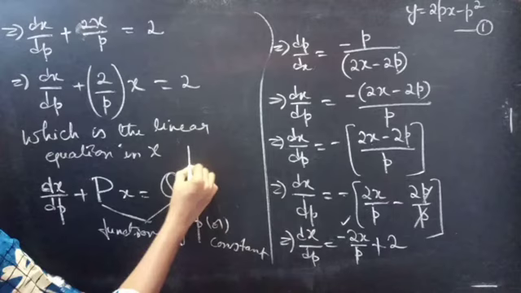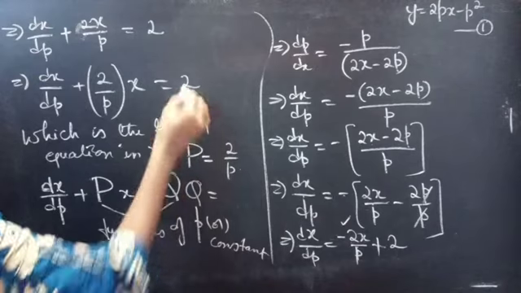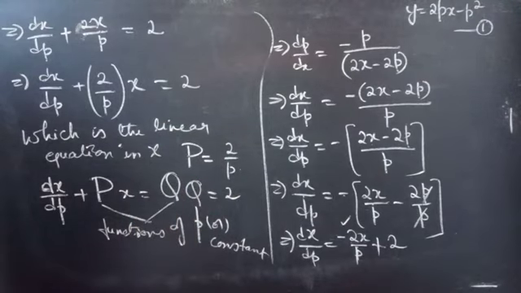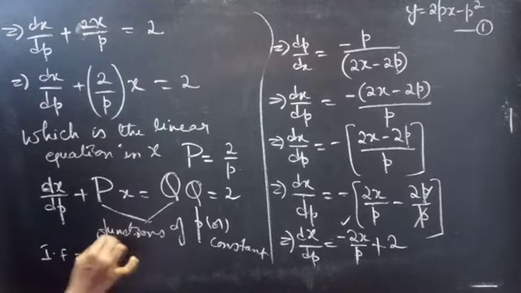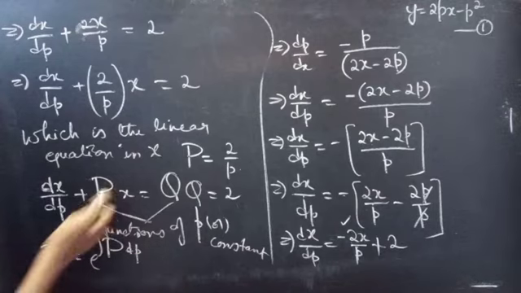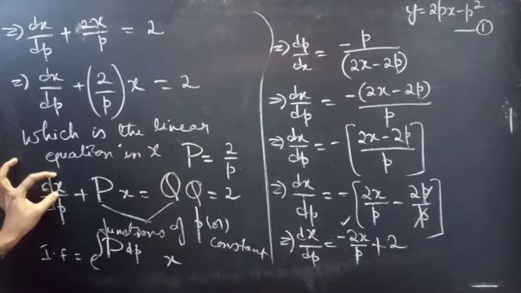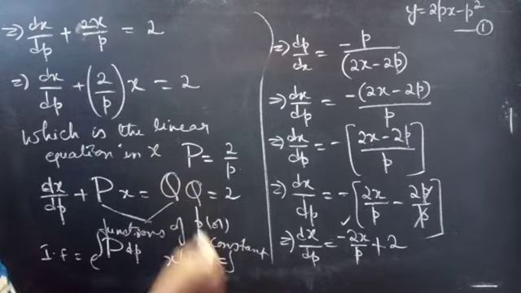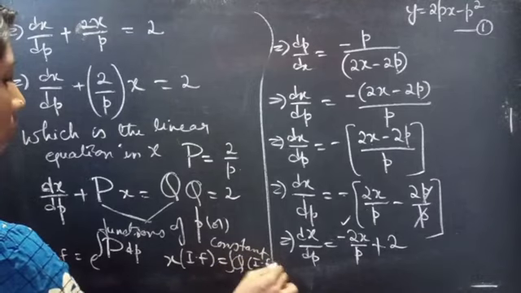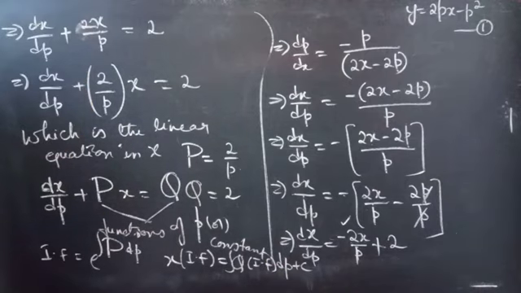Where P equals 2 by p and Q equals 2, right? So here we need to find the integrating factor, which is given by e to the power integral P dp, okay? And the general solution will be given by the dependent variable into the integrating factor equals integral Q into the integrating factor into dp plus c. Right? Fine.